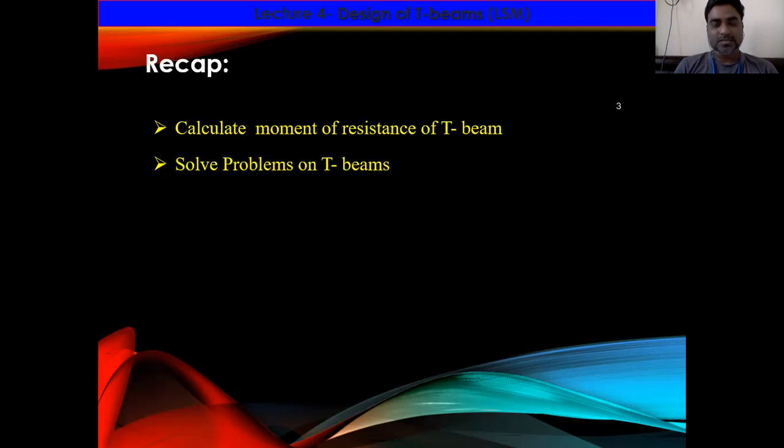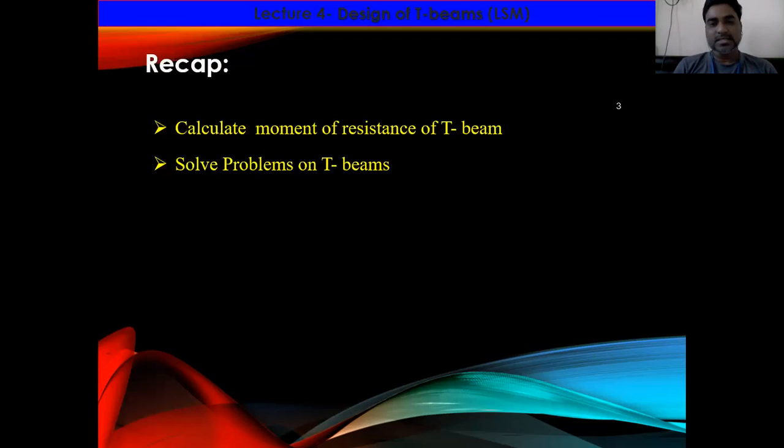The first one is if the depth of neutral axis is within the flange, so it is similar to your rectangular beam, right? That means compression force or tension force into lever arm. And if the depth of neutral axis is within the web, then two cases will arise. One is if the stress distribution diagram within the thickness of flange is uniform, right? That means if Df by d is less than or equal to 0.2.